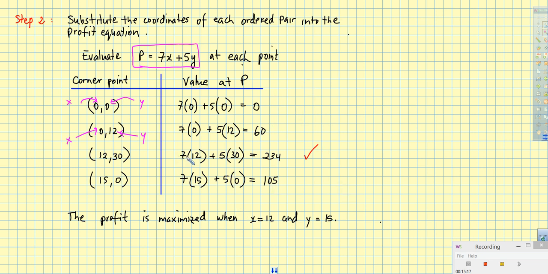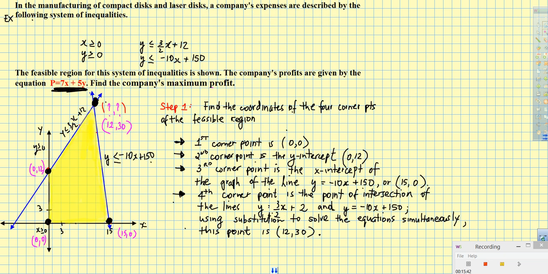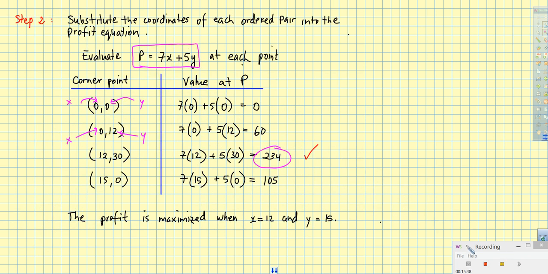You replace those in there and then you look to see what the result is. Since 7 times 12 plus 5 times 30, so the point (12, 30), seems to be giving us the highest result in terms of profit, we know that the corner point (12, 30) is where we have the highest profit. And therefore the highest profit is going to be 234. The question was asking, find the company's maximum profit. Because that was the highest number of the four points, it gave us 234. Then we know the profit is maximized when x equals 12 and y equals 15.